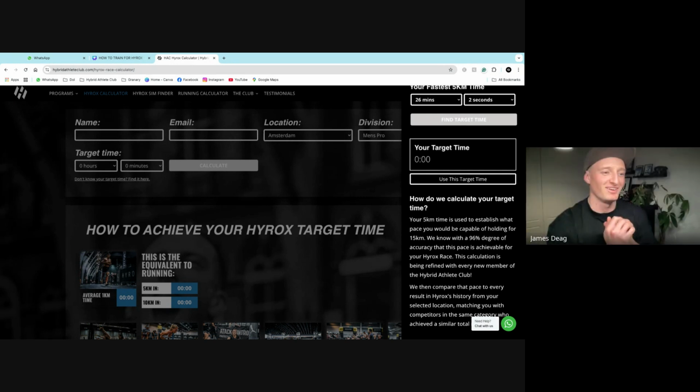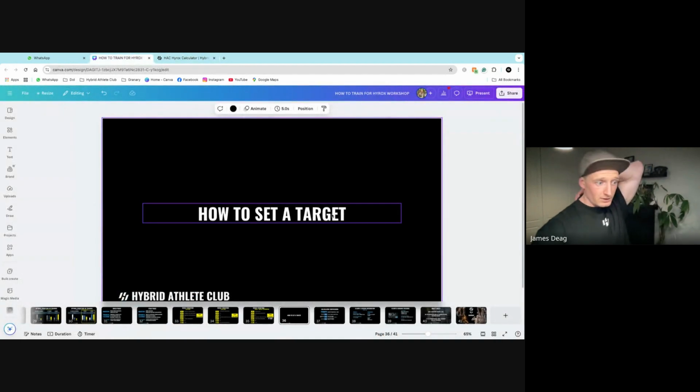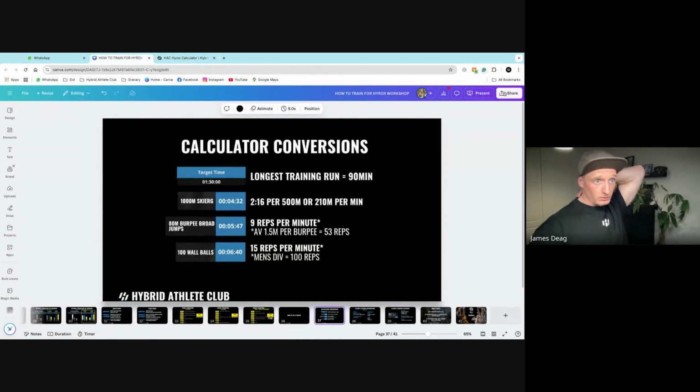We know, having tested this across the last 18 months and across our community, that with a 96% degree of accuracy, the pace that you can hold for 15 kilometers is a pace that you can hold at Hyrox. So tried and tested, this will spit out a target that you can then use within the calculator to give yourself an initial time to focus on for each of the workout stations and those runs. Now that's all well and good, but how are we going to use that within our training?